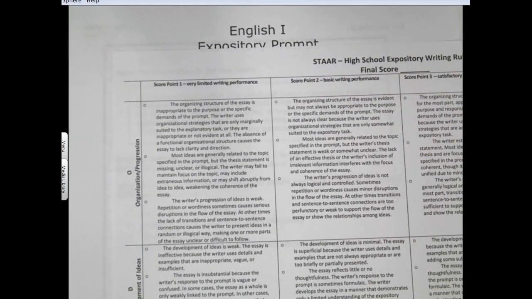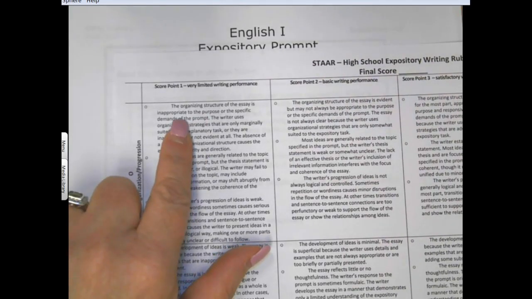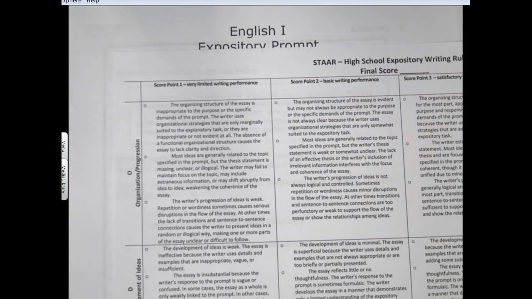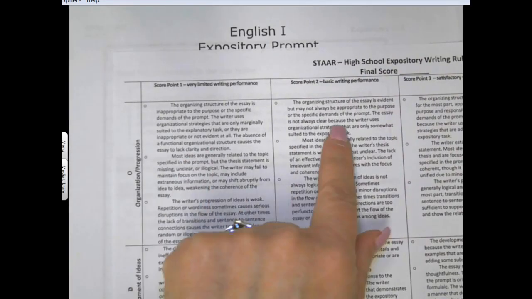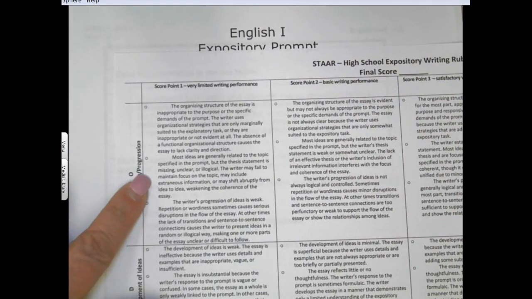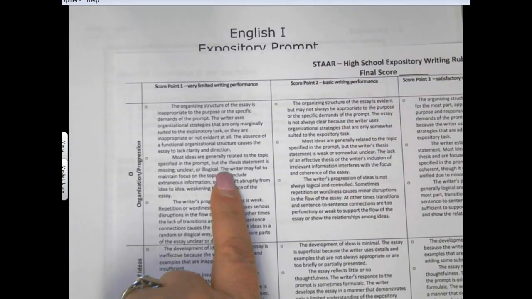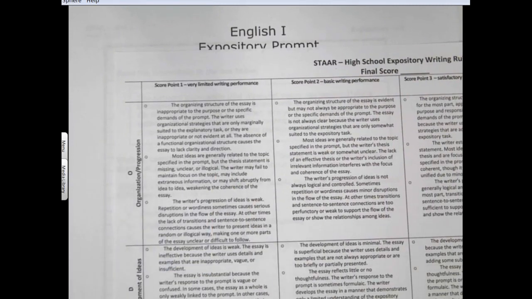What you'll do will be to look at each one and determine, for example, the organizing structure. Is it inappropriate to the purpose? Is it not an expository essay? Is it a narrative? Are they telling a story instead? That's the organizing structure. Does it fit here or here, a 3 or a 4? The second bullet, most ideas are generally related to the topic, but the thesis statement is missing, unclear, or illogical. For the second bullet point, it's going to be about the thesis statement and including irrelevant information. So they could be anywhere along that spectrum.